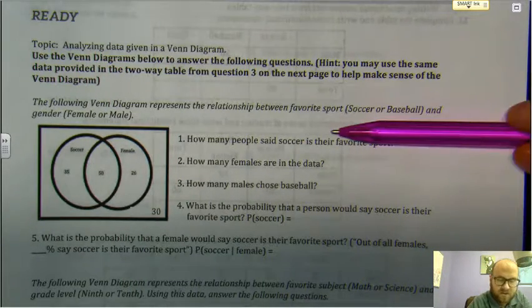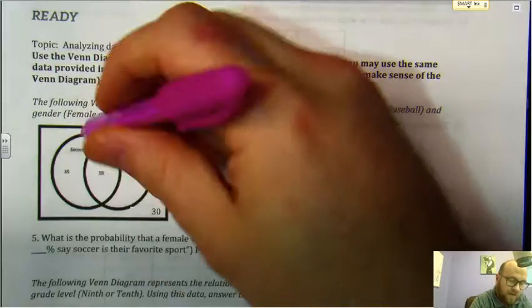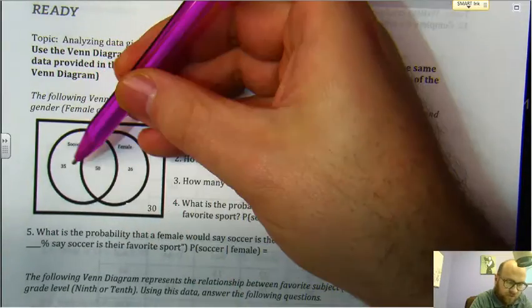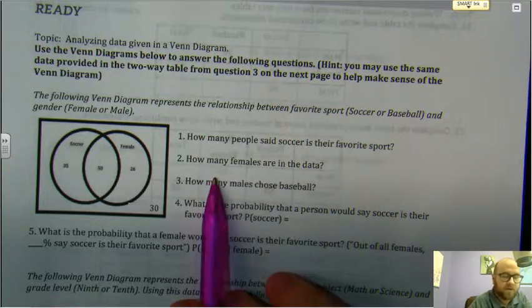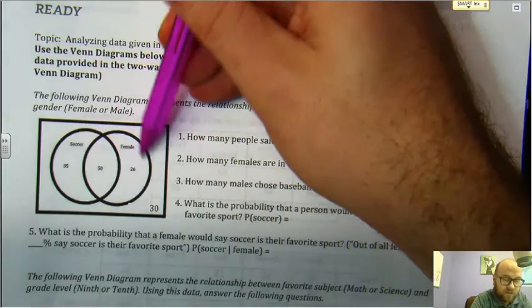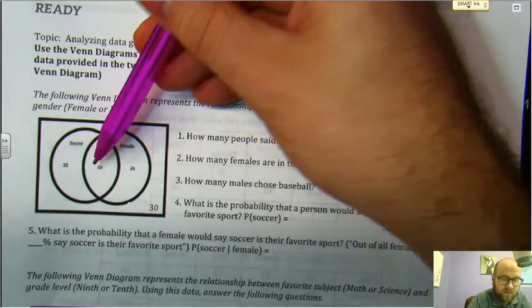For example, how many people said soccer is their favorite sport? That has to include the entire circle of soccer, so it would be that 35 plus 50. How many females are in the data? Well, that would have to be the entire circle, so 26 plus 50.